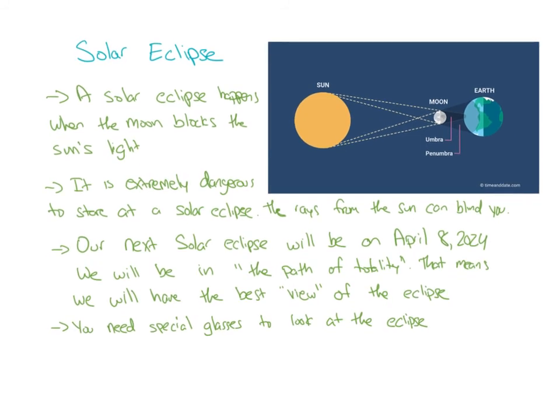Solar eclipse. A solar eclipse happens when the moon blocks the sun's light. It is extremely dangerous to stare at a solar eclipse. The rays from the sun can blind you, so don't ever stare at it. Our next solar eclipse will be on April 8, 2024. We will be in the path of totality. That means we will have the best view of the eclipse. You need special glasses to look at the eclipse.